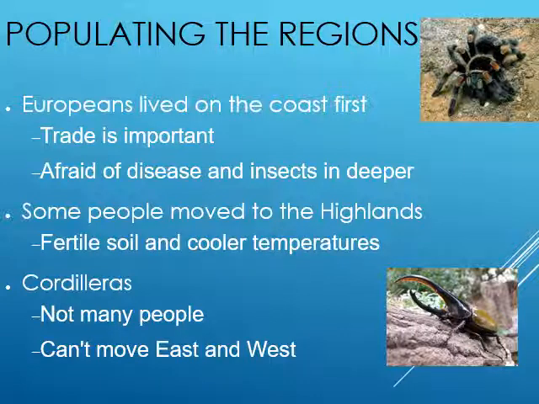So the next question is, how did the people get into this region? How did they start to move to where people were living throughout the area? Well, what happened is the Europeans came in and lived on the coast first, and so they lived right on the edges, right by the ocean.